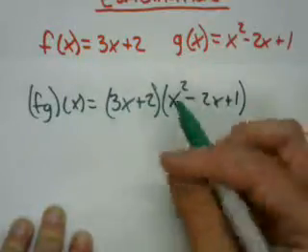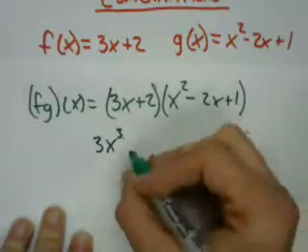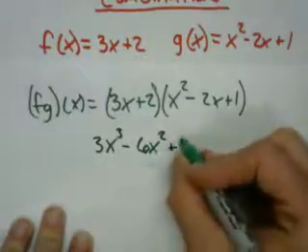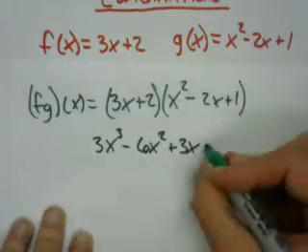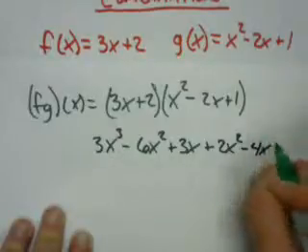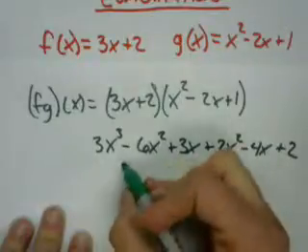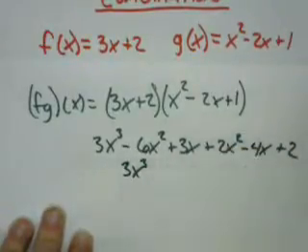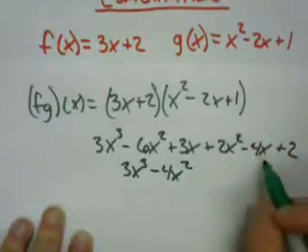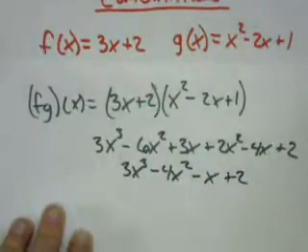Okay? So 3x times x squared is going to be 3x cubed. 3x times negative 2x is negative 6x squared, and 3x times 1 is 3x. Okay, and now we go with the 2. 2 times x squared is plus 2x squared. 2 times negative 2x is negative 4x. And 2 times 1 is 2. So here we just combine like terms again. 3x cubed. We have a minus 6x squared and 2x squared, so that's minus 4x squared. 3x and negative 4x, so that's minus x. And then we just have plus 2. And that would be my fg of x.